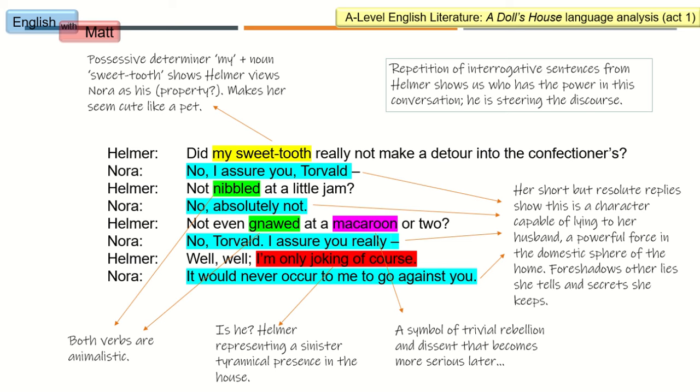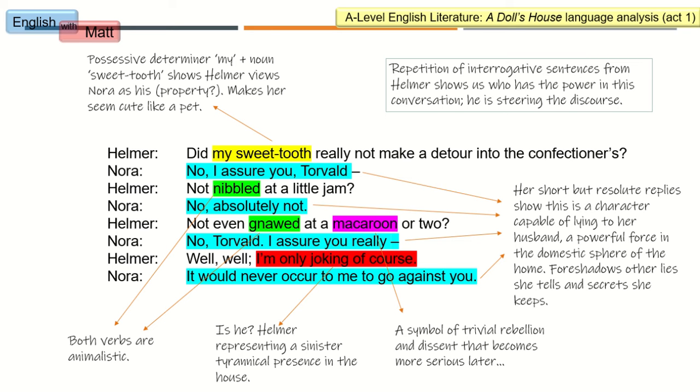Her replies, which I've highlighted in blue, show that she is lying. And of course, as this play develops, this becomes a home of secrets and lies, and the result of that is it creates quite an oppressive, claustrophobic atmosphere, particularly for Nora. So her short but resolute replies suggest that this is in fact a character that is capable of deception and lying to her husband, who of course in this play represents a powerful force in the domestic sphere of the home. So he may not be a king or a leader of a political party, but he still does represent the hierarchy and the powerful in the domestic sphere of this play.